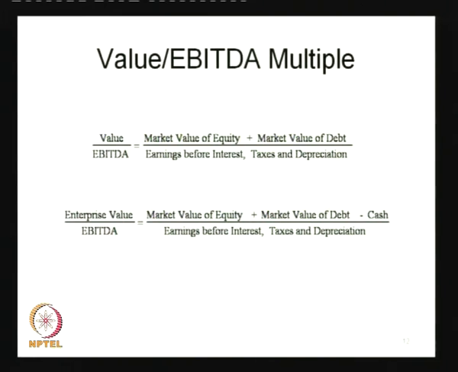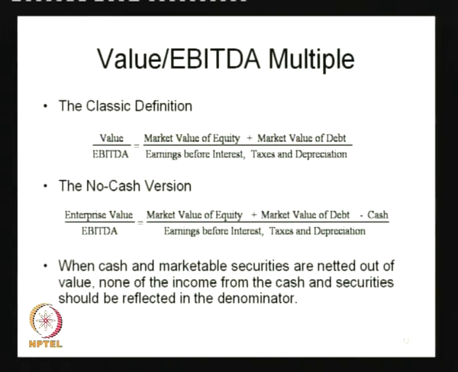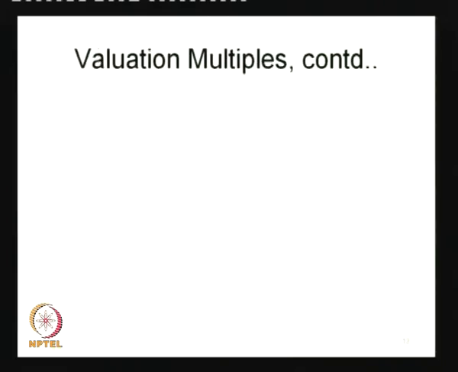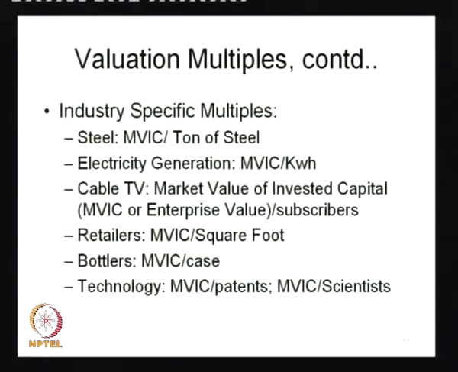Then there is another formula which talks about a no cash version. From the numerator we take out the cash, and when we take out the cash, then if there is any income from this cash or the securities, that is also removed from the denominator, and then the appropriate multiple is found out, and this multiple can be used for different companies.